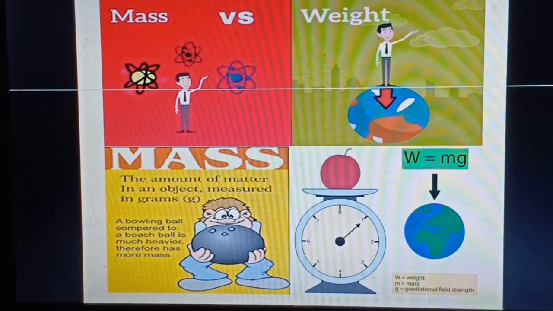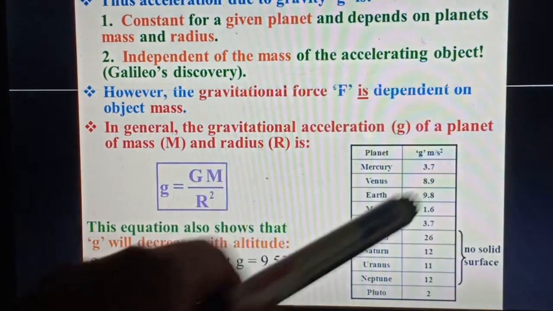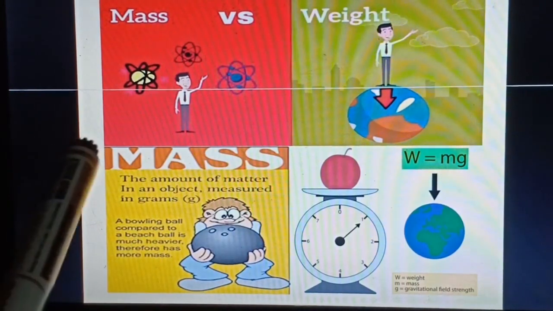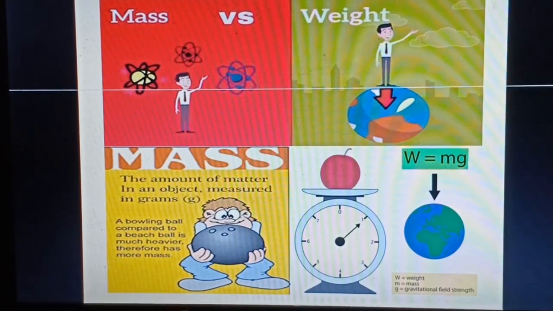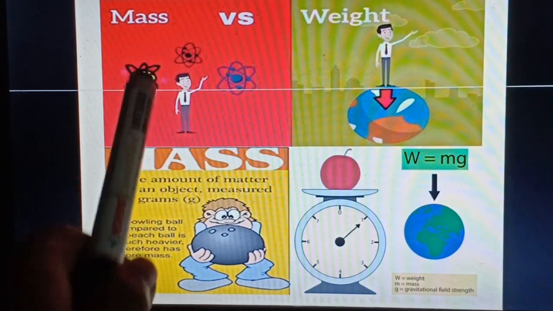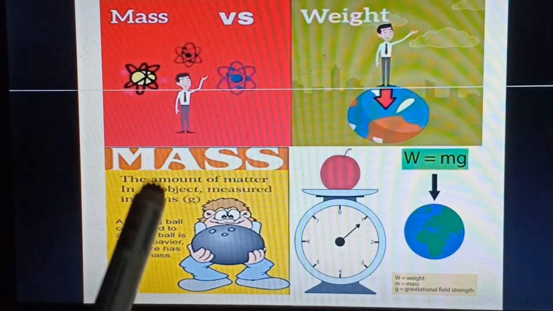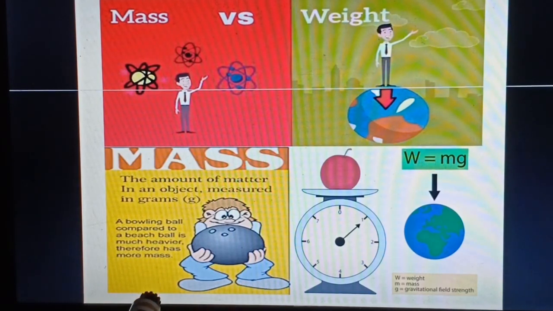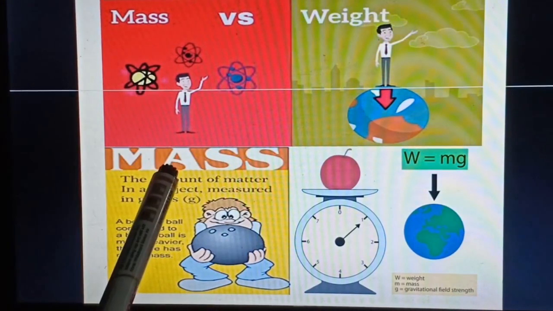Now, a very important difference we have to know: mass versus weight. As we have just been introduced to acceleration due to gravity g, now we have to differentiate between two very important quantities that are definitely not the same, but many of us think they are the same: mass and weight. Weight is never mass, mass is never weight. Mass is the amount of matter contained in an object. It means how much matter is contained in any kind of object, that is known as mass.